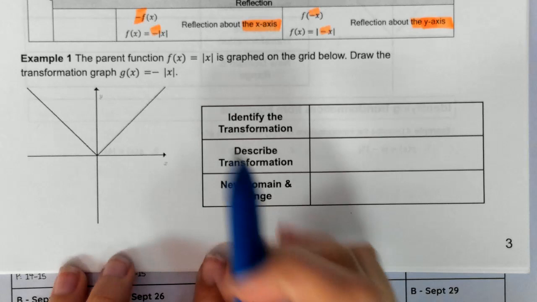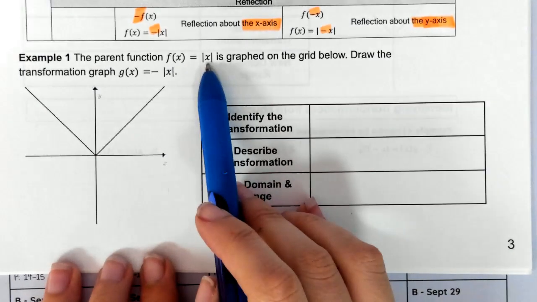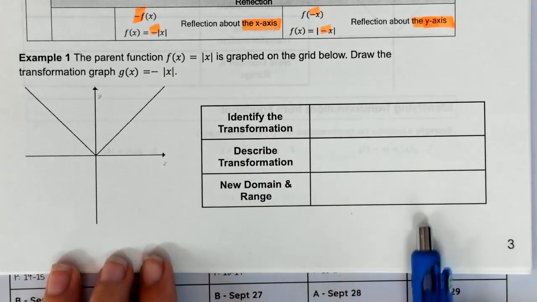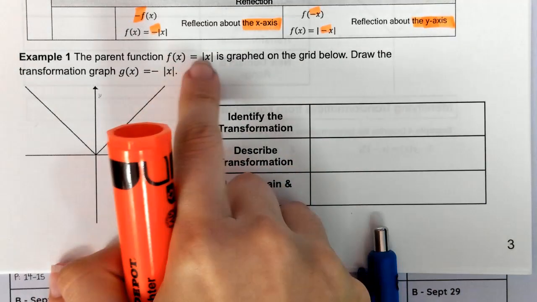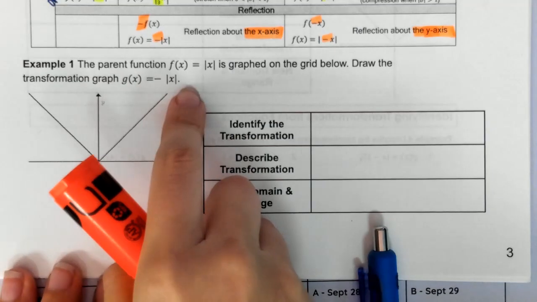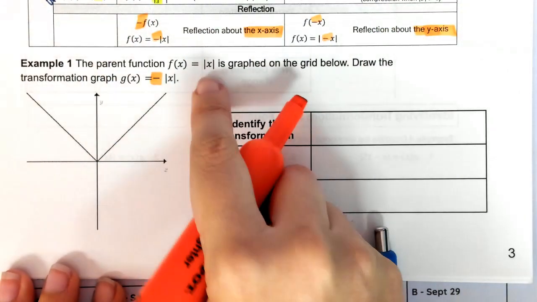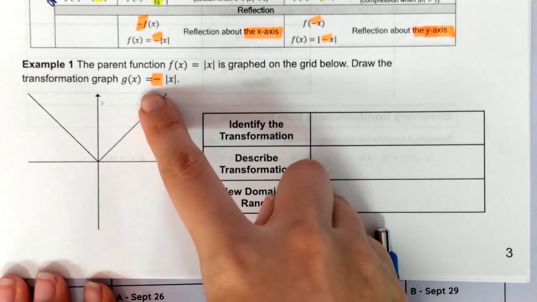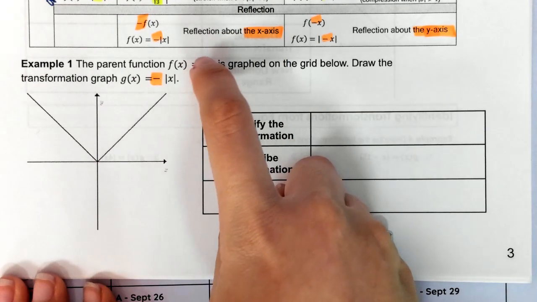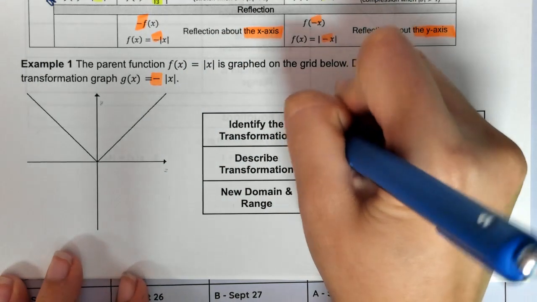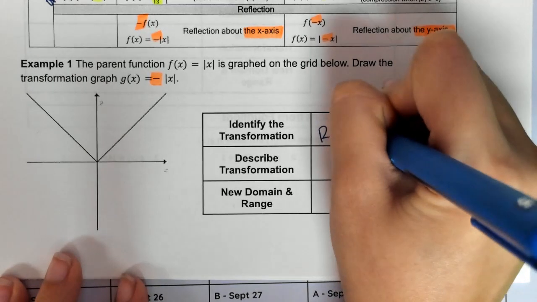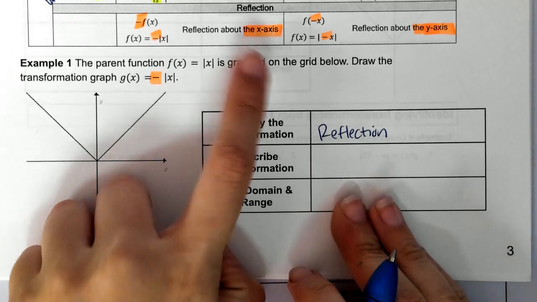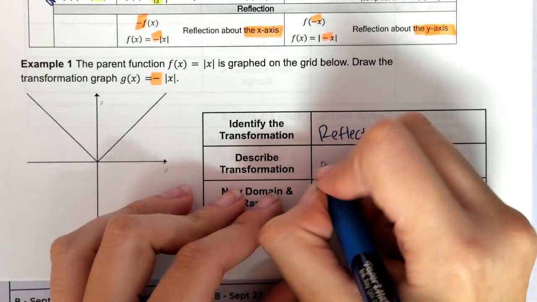So for example 1, I see that I have my parent function f of x equals absolute value of x, and it's graphed in the grid below. So we have to draw the transformation graph. So I can see, first off, this is my parent function, and this is my transformation function. And I can see what changed from here to here is now there is a negative involved. Well, I know when there's a negative involved, there's a reflection. And so first off, this is a reflection. And since there's a reflection on the outside, I have a reflection about the x-axis.